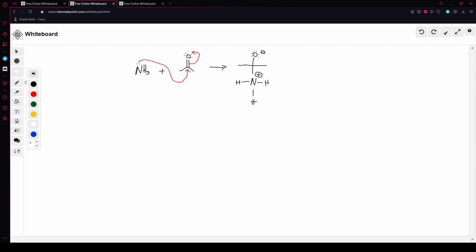And so obviously this is an unstable intermediate, but what's going to happen is it's going to be an aqueous solution again, and I'm actually going to draw out a water here.